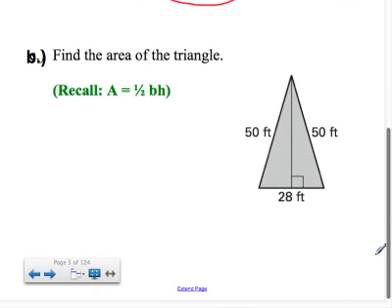Okay, I'm going to let you go ahead and work through part B. It's exactly what we just did. If you have a question on it, obviously bring it to class and we'll go from there.